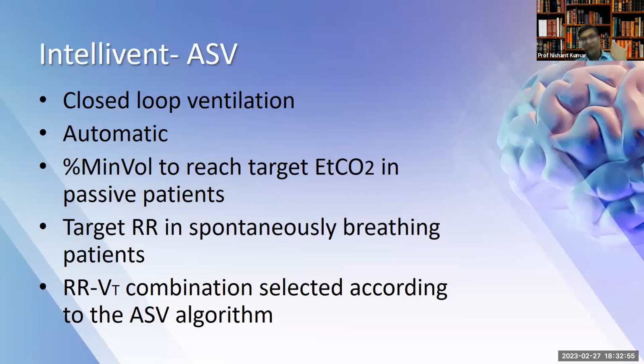Now, a step further in adaptive support ventilation is IntelliVent ASV. Again, it is a closed loop ventilation. It is purely automatic. In this, it decides on percentage minute volume also to reach the target EtCO2 in passive patients, and it targets respiratory rate in spontaneously breathing patients. To be precise, you don't have to do anything. All you have to do is set the targets and the patient's condition, and the rest of the work is done by the ventilator.